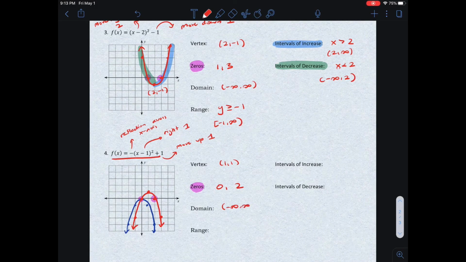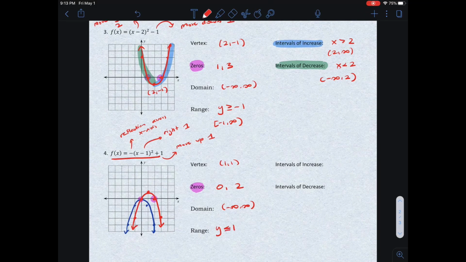Your domain is always all real numbers when it comes to quadratic functions, because you can plug in whatever value you want for x and you'll always get a y value out of it. The range in this case is everything less than or equal to 1, which you can also write as -infinity to 1 with a bracket because 1 is included.